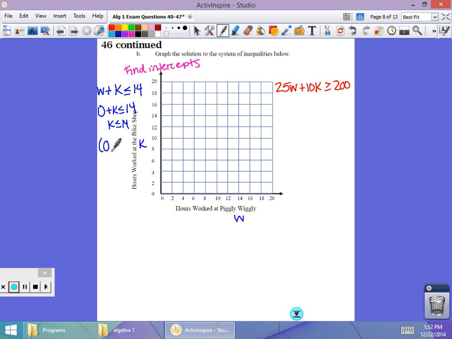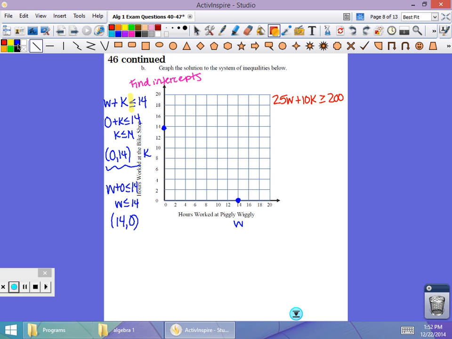When W is 0, K is 14. Solve the other way: W plus 0 less than or equal to 14, so W is less than or equal to 14, and that point is 14, 0. Let's plot those 2 points. Looking at my inequality sign, less than or equal to, it includes all of the points on the line, so it should be a nice solid line.